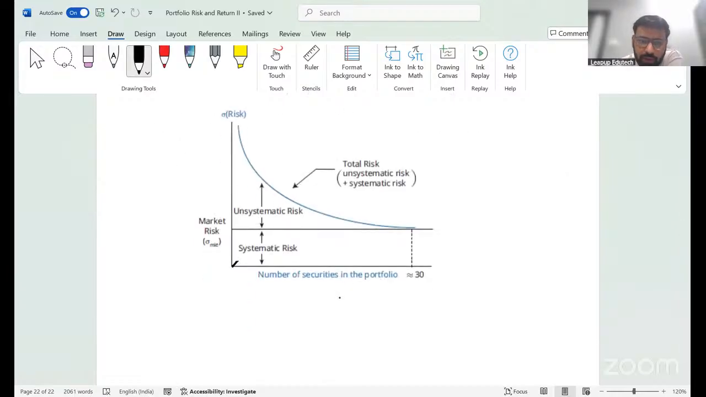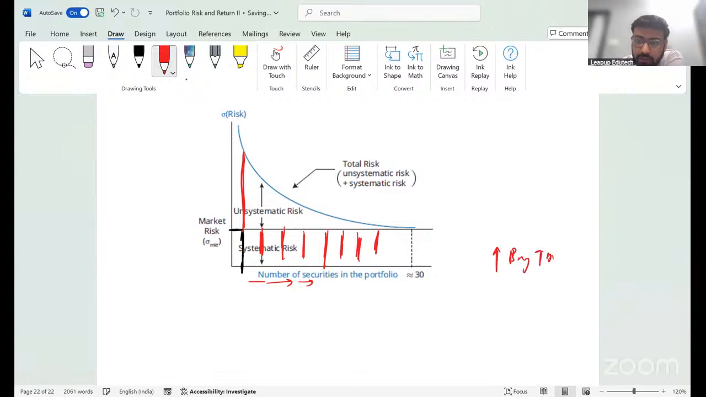As the number of securities in my portfolio increases, if I'm at this point, this is the amount of systematic risk I am facing, and this is the amount of unsystematic risk I'm facing. Let me just use a different color pen so that you guys are able to understand. As the number of securities in my portfolio increases, what happens? Diversification comes in. Systematic risk is not eliminated via diversification. Understand this. The more you buy, the more diversification you achieve. But more diversification doesn't eliminate the systematic risk. The systematic risk remains the same.